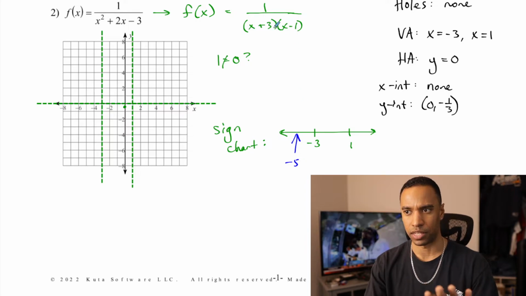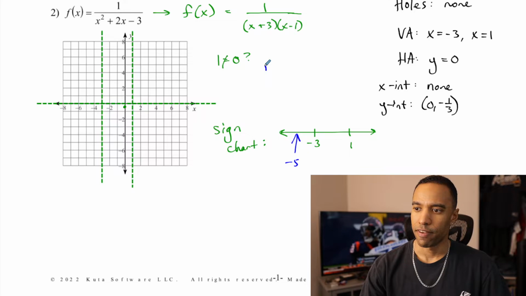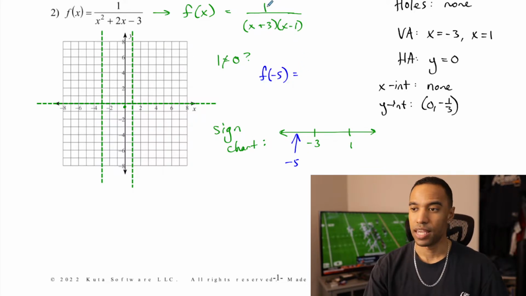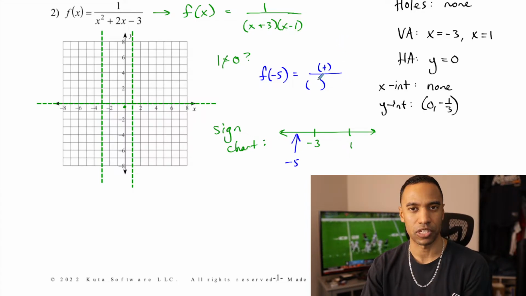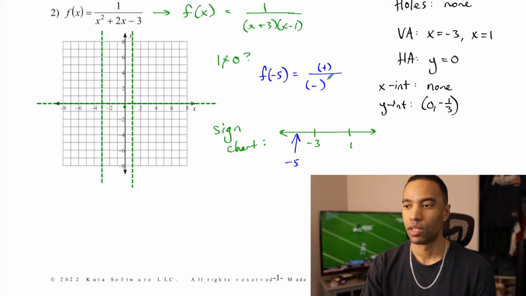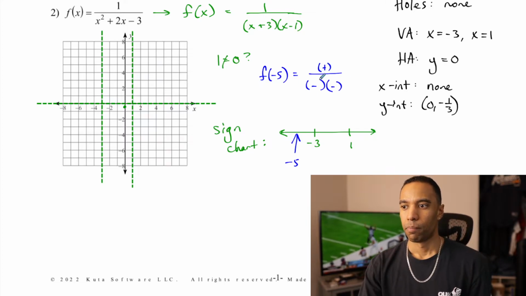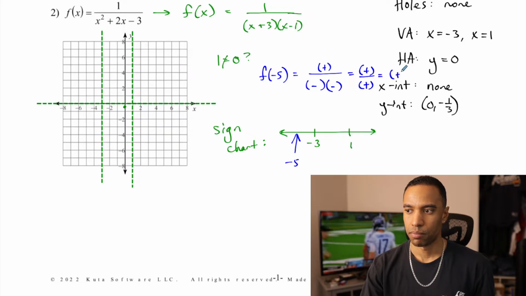I don't care about what the numbers are. So here's how the sign chart thing works. If I substitute -5 in here, what I'm going to get sign-wise is a positive number on top, because 1 is a positive number. And then on bottom, I have -5 plus 3. Again, I don't care what the answer is, I just care what the sign is. Is -5 plus 3 a positive or negative number? What about -5 minus 1, positive or negative? That's negative. Negative times negative is positive, and positive over positive equals positive.